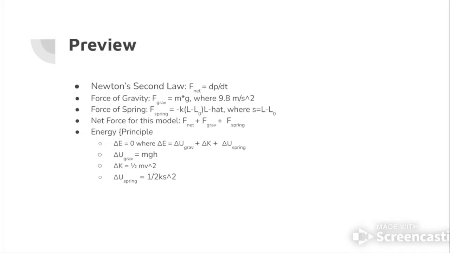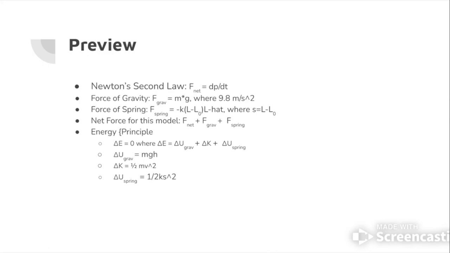So before beginning the experiment, there were a few equations that needed to be understood. The first being Newton's second law, F net equals dp over dt. The force of gravity, where F grav equals mass times gravity, where gravity is equal to 9.8 meters per second squared. The force of the spring, where F spring is equal to negative k times L minus L naught times L hat. And net force, where F net is equal to F grav plus F spring.